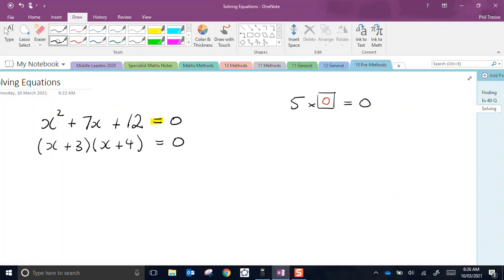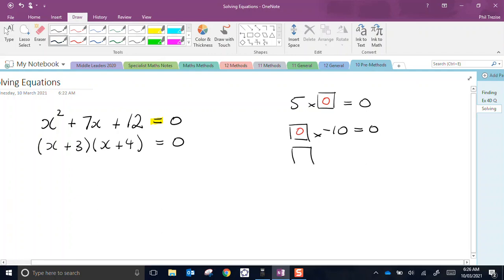Nothing else will work. What if I had a situation like this? Unknown number times negative 10 equals 0. Again, I'm pretty sure you would tell me the answer is 0, the only thing that would multiply by negative 10 to equal 0. Now what if I do this one? Unknown number multiplied by a different unknown number equals 0.